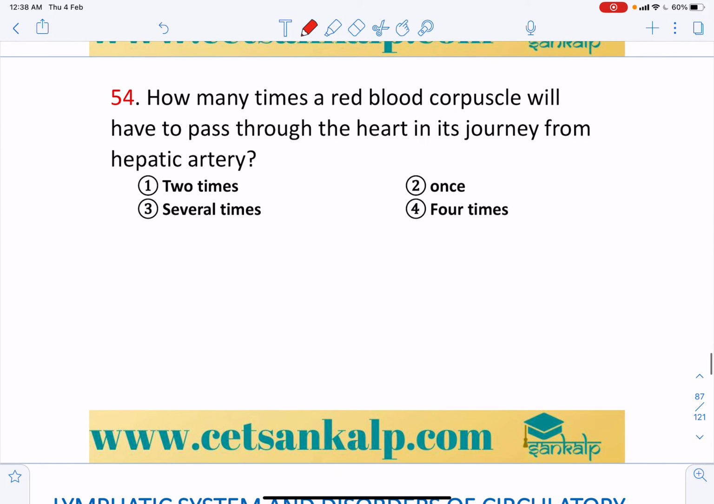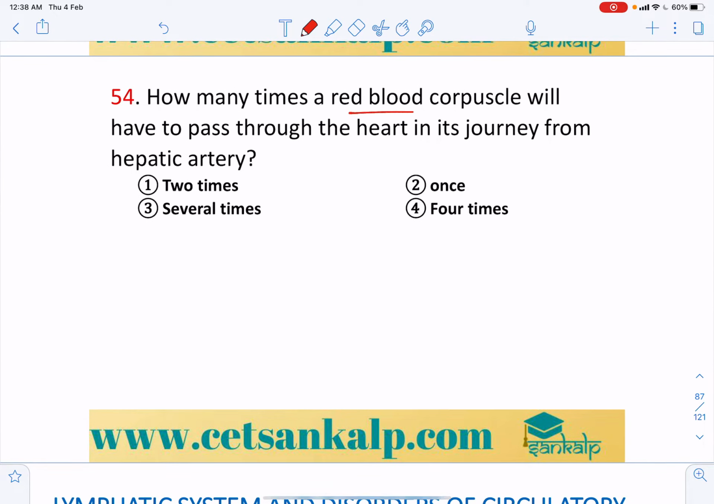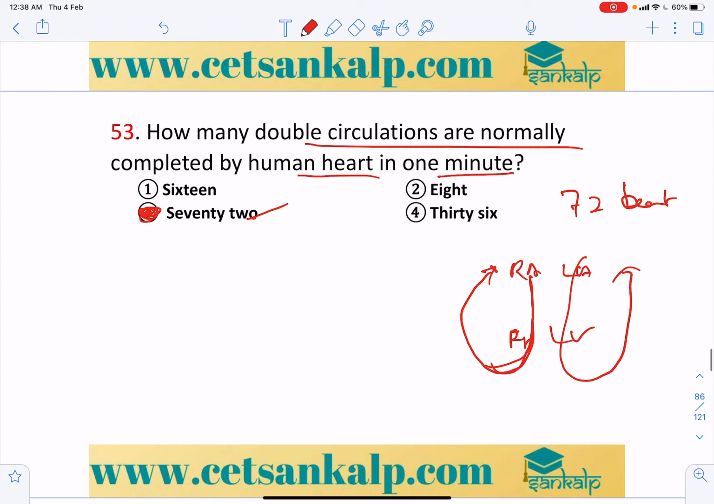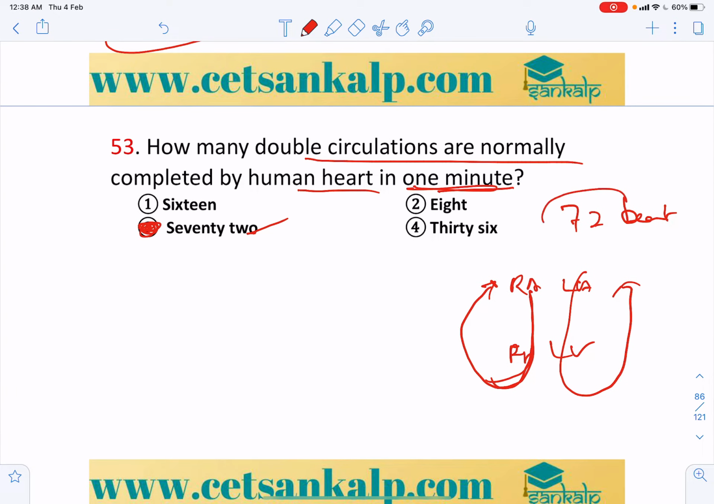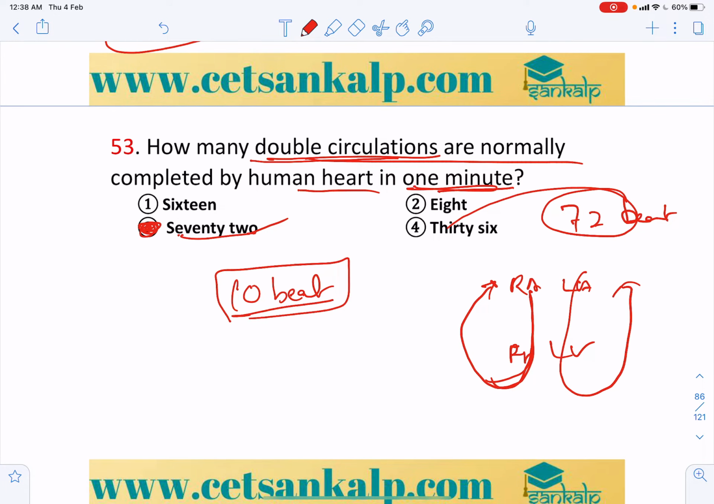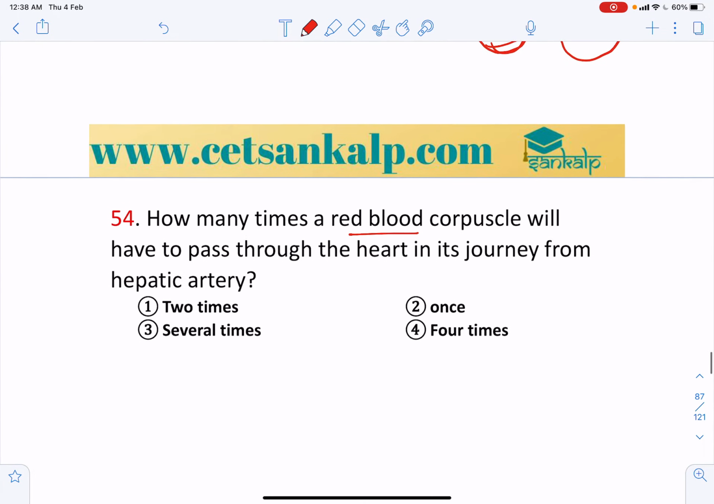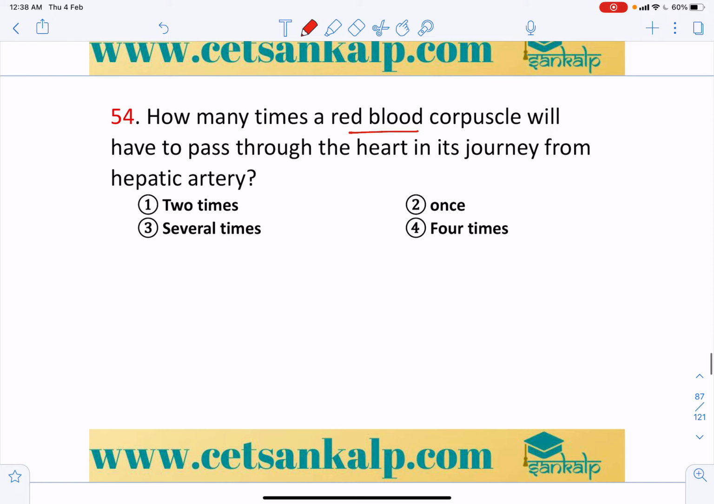Next, here they asked for 1 minute, 72 beats, so 72 times. If they ask for about 10 beats, how many double circulations will be completed in 10 beats? 10 times. Right. Next question.